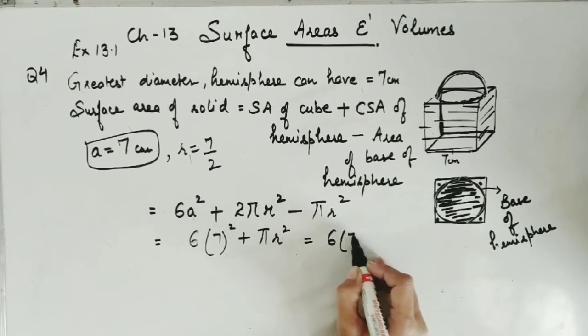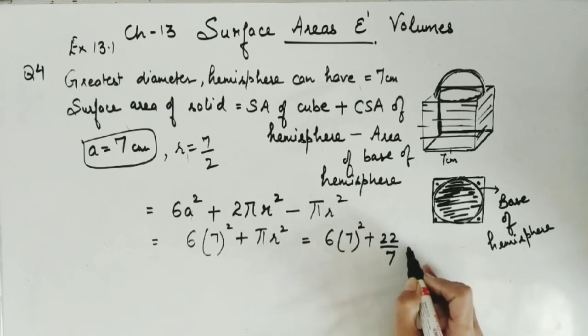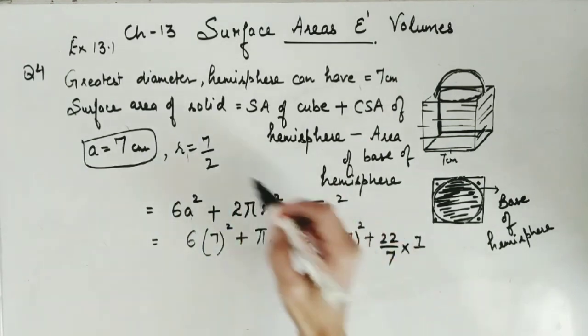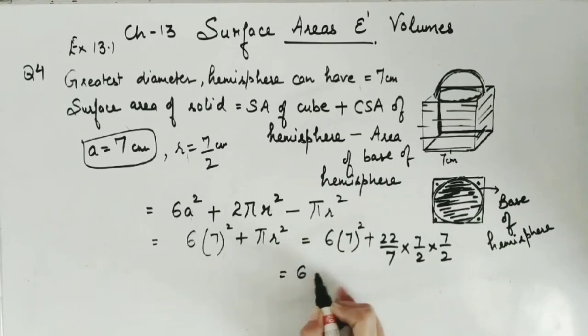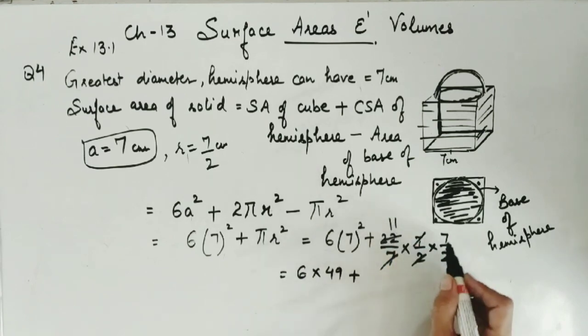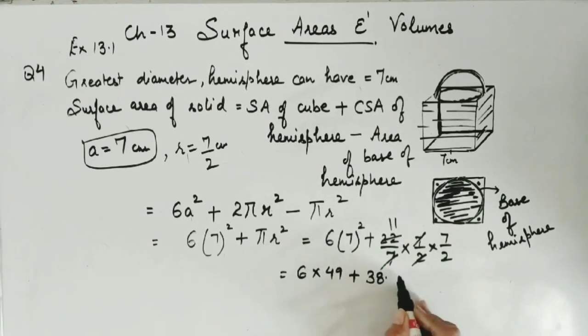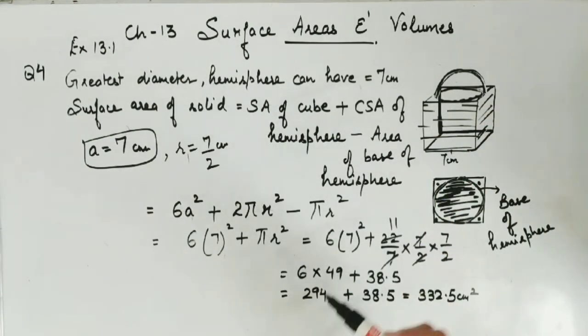Now put the values: 6 into 7 square, plus pi, which is 22 by 7, into r square. r is 7 by 2 centimeters, so 7 by 2 into 7 by 2. Solving this, it is 6 into 49, and cancelling these two, this is 77 by 2, which makes it 38.5. So finally it becomes 294 added to 38.5, and this is 332.5 centimeter square. So this is the total surface area of the solid.